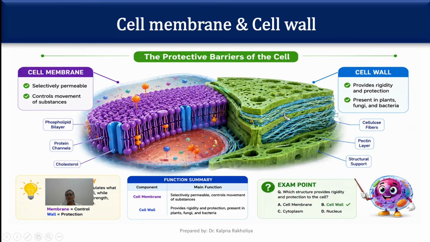Looking at this picture of the cell wall section, this is the plant cell wall. We already discussed that the plant cell wall is made up of cellulose. This is the cellulose fiber in which pectin is present. It provides structural support. So from the exam point of view, which structure provides rigidity and protection to the cell? The answer is the cell wall.